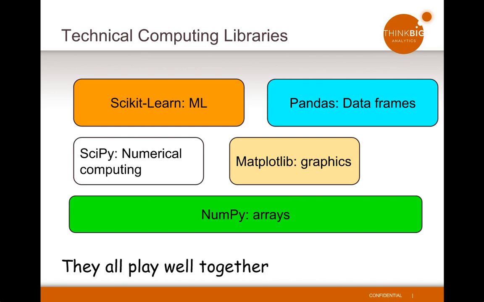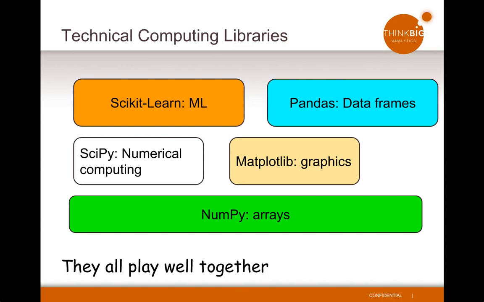And the libraries that are for technical computing, there's a lot of them, but here on this slide are some of the core ones. And they all play well together. They depend on each other in the way that I've illustrated here. The NumPy library is really sort of the core library. It creates arrays of numbers that you can manipulate very efficiently, store very efficiently.